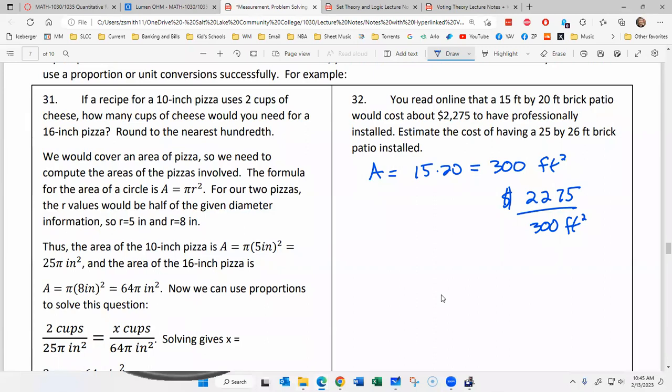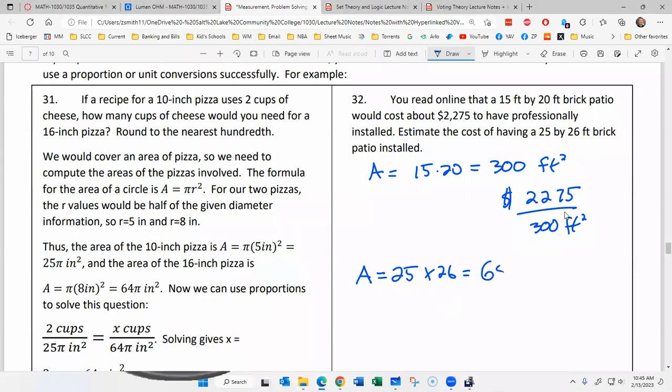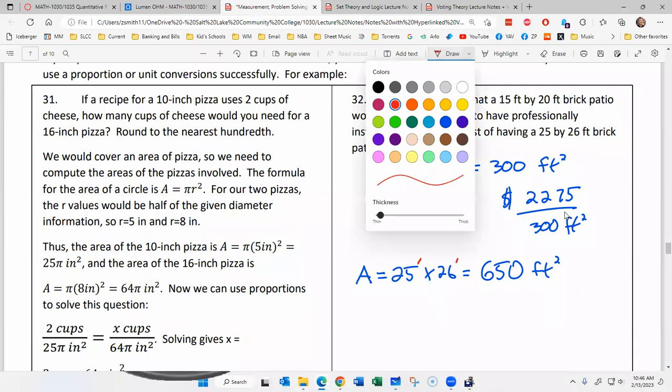If they will charge the same rate, then we can work out the area of our new patio, 25 by 26. Was that 1,300 or something? I don't know. Don't do that stuff in my head on test day. 650 square feet. I should actually have the units in here. Oh, let me do it this way. Feet and square feet. Nice.